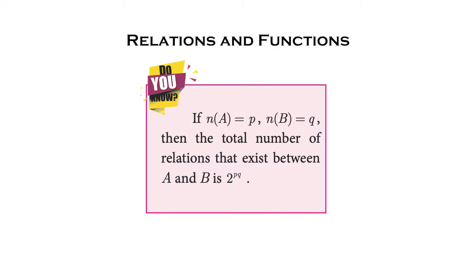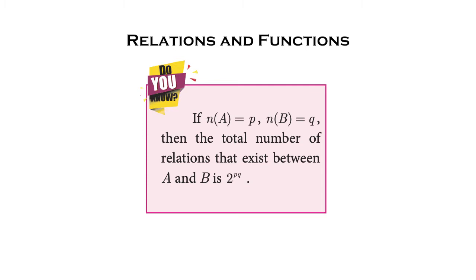And if n of A is equal to P, n of B is equal to Q, then the total number of relations that exist between A and B is 2 power P into Q. So this is a note, girls, kindly note it down. If n of A is equal to P, n of B is equal to Q, then the total number of relations that exist between A and B is 2 power PQ. That is P into Q, 2 power P into Q.